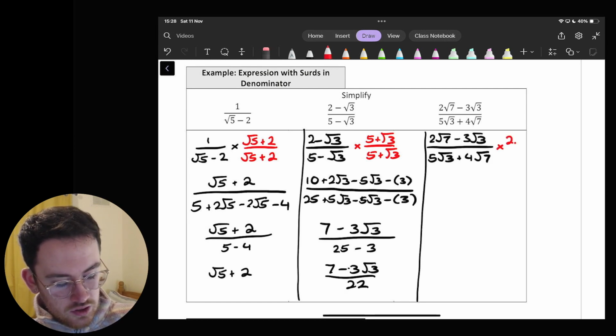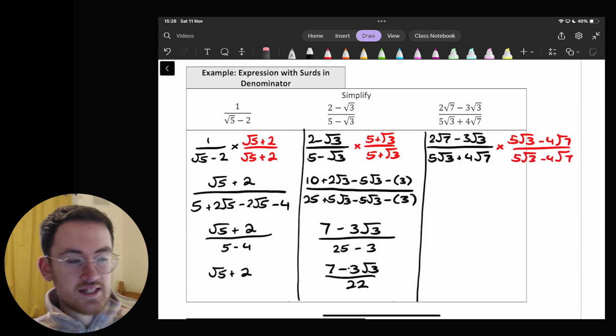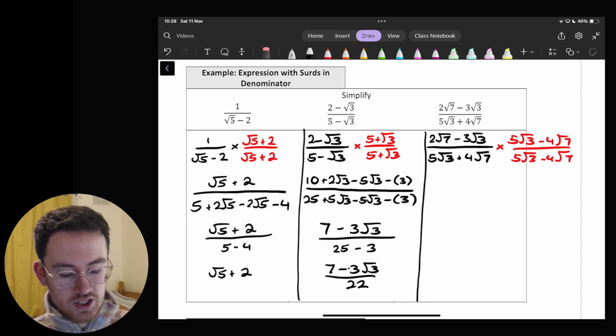So 2 root 7 plus 3 root 3 and 2 root 7 plus, or sorry, I'm taking the wrong part there. Remember, it's the bottom part that we get the conjugate of. Doing too many things at once here. Okay, so that's the idea. So we're multiplying the top and the bottom of my expression by the conjugate of the bottom part. So it was plus in between the terms, so now we make it a negative, we make it a minus.